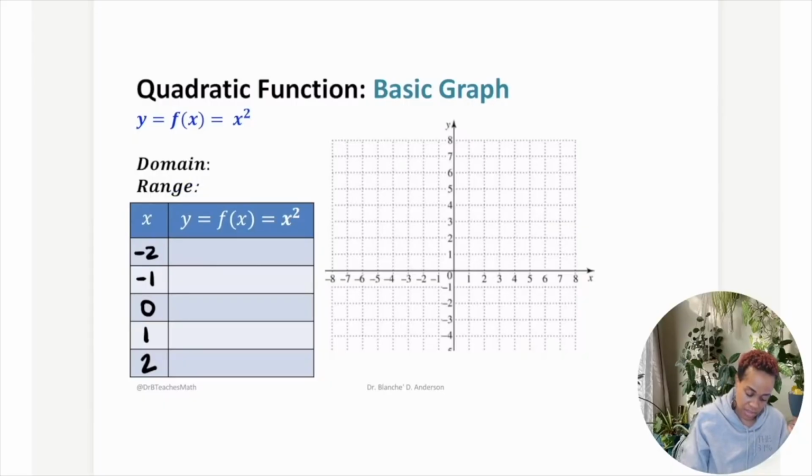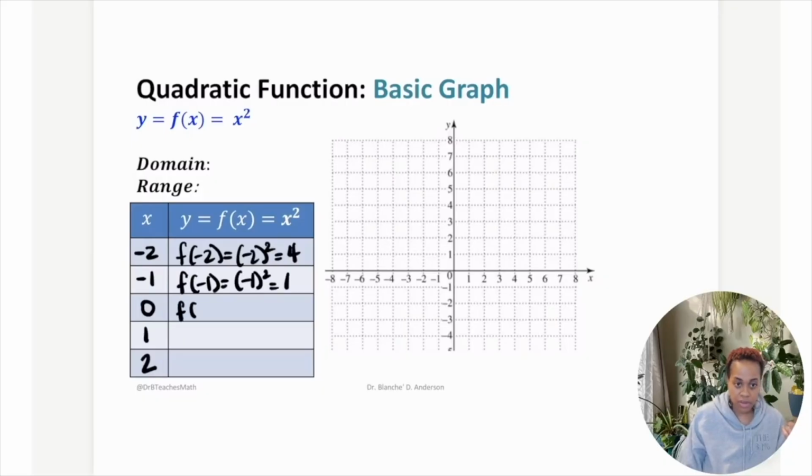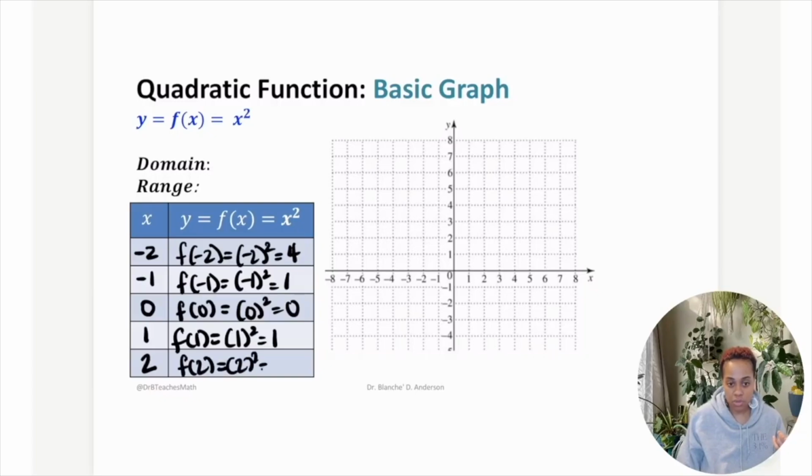So if x is equal to -2, then f of -2 would be equal to -2 squared, which is 4. Then f of -1 would be equal to -1 squared, which is 1, and then f of 0 would be equal to 0 squared, which is 0. 0 squared is 0, right? And then f of 1 would be 1 squared, which would be 1. And then, of course, f of 2 would be 2 squared, which is equal to 4.